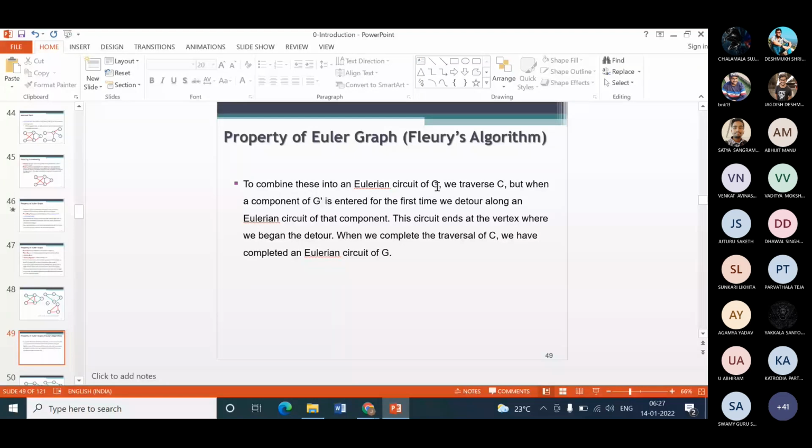So we traverse C, but when a component of G prime is entered for the first time, we detour along an Eulerian circuit of that component. This circuit extends at the vertex where we began the detour. When we complete the traversal of C, we have completed the Eulerian circuit. So this is not understandable just by reading, so let us show an example.